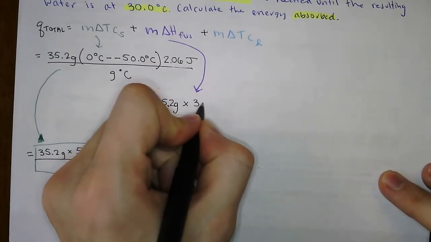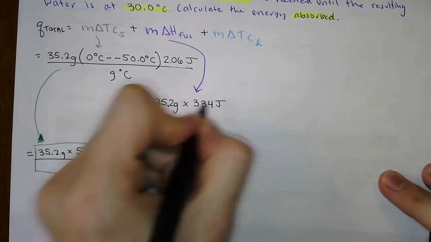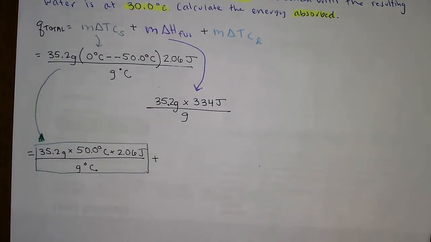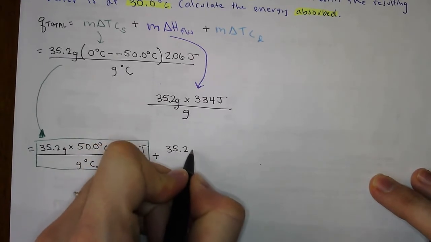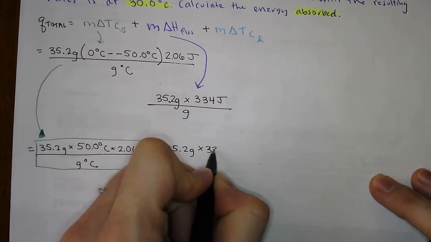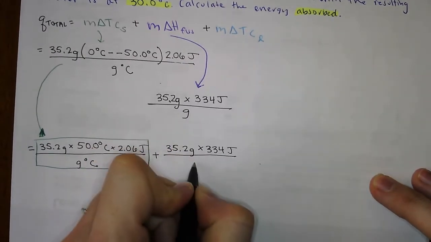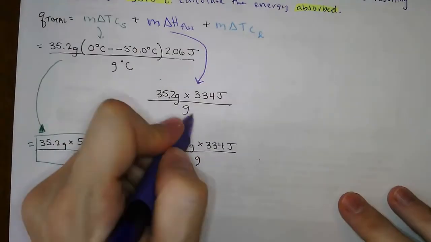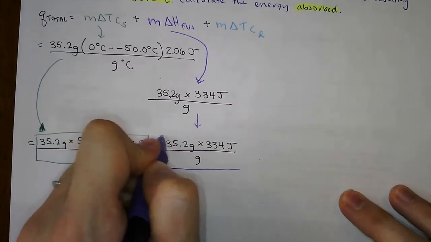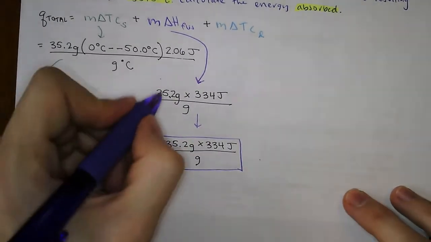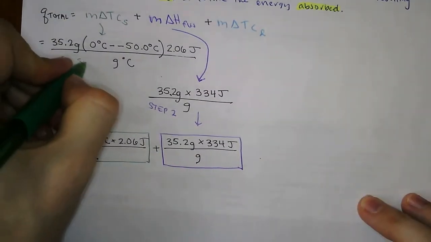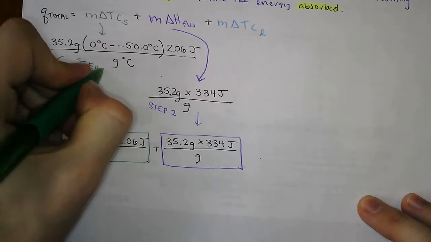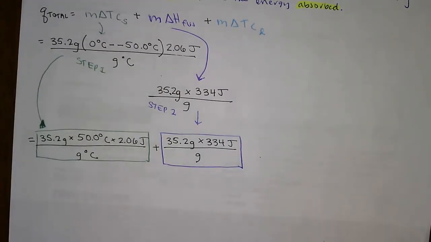334 joules per gram. Okay, no need to simplify that one. I'm just going to rewrite it down here. So 35.2 grams times 334 joules per gram. Okay, there's my step 2. This was step 1.